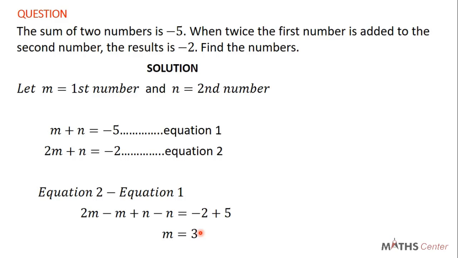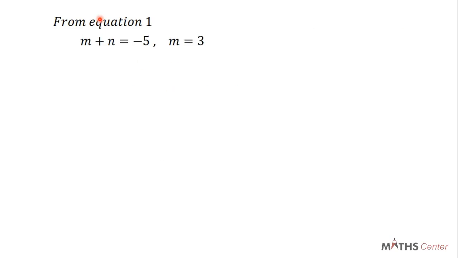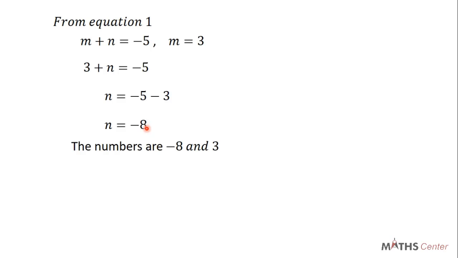Now the task is to find the second number. We know that from equation 1, m plus n is equal to minus 5, and we just found m to be equal to 3. So if m is equal to 3, it means that we can replace all the m's with 3. So m, which is 3, plus n is equal to minus 5. If you make n the subject, n will give us minus 8. So we have found m to be 3 and n to be minus 8. So the two numbers are 3 and minus 8.